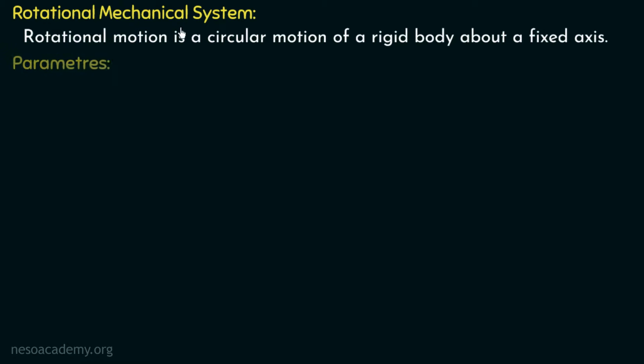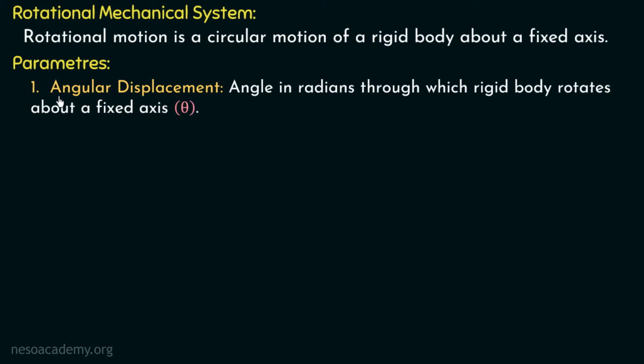So in this way, we are done with the definition of rotational motion and the introduction to rotational mechanical system. We will now move on to the parameters of rotational motion. The first parameter is the angular displacement, and it is defined as the angle in radians through which a rigid body rotates about a fixed axis. It is represented by an angle theta. Let us understand the angular displacement in a better manner with the help of one example.